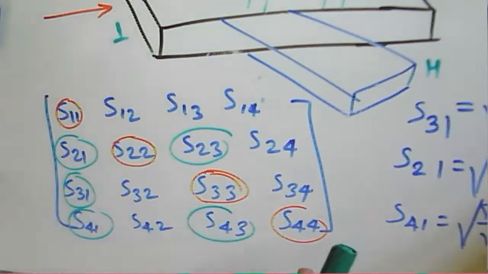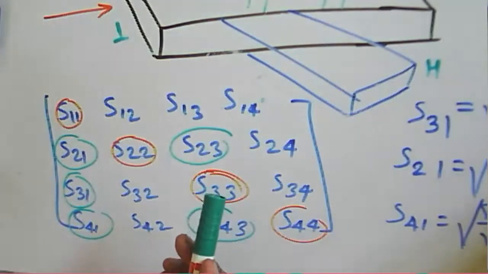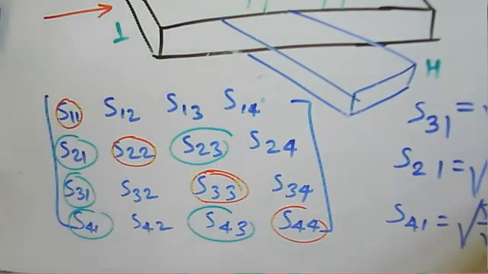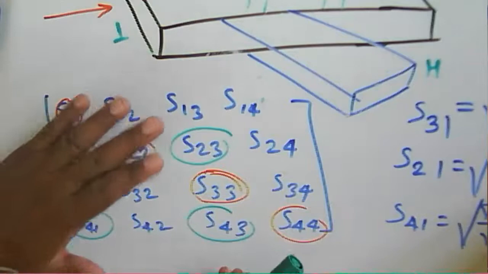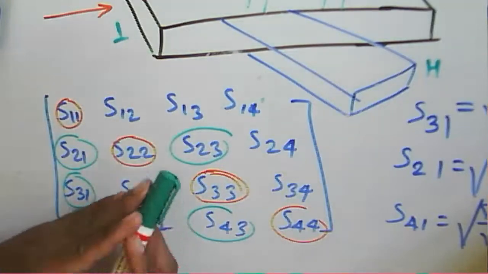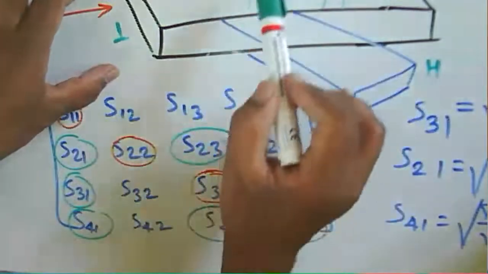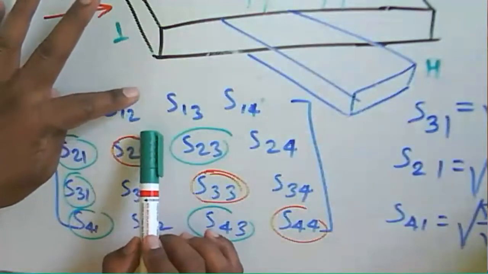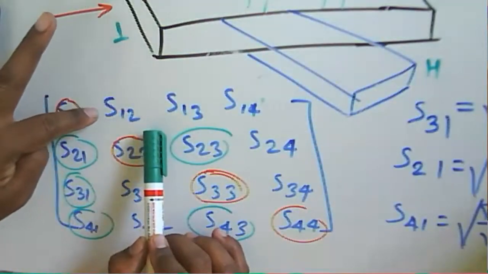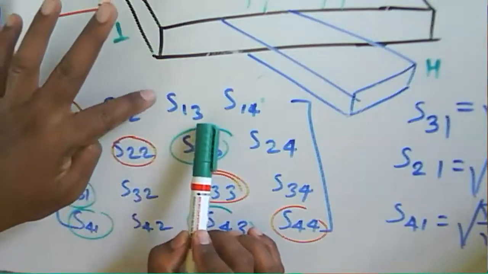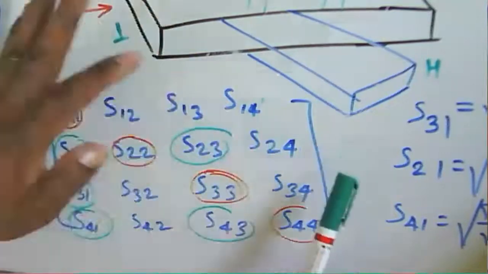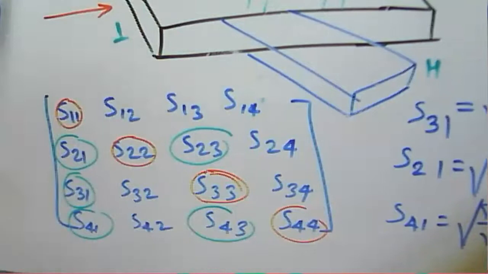We can calculate them directly using the conditions of a magic tee and all other components. Or if you use a laboratory, we directly measure this one. For all other parameters, we say input to port 2, output at 1; input to port 3, output at 1; input to port 4, output at 1. Similarly, we are able to calculate all the other parameters. That is about the measurement of the S parameter matrix.